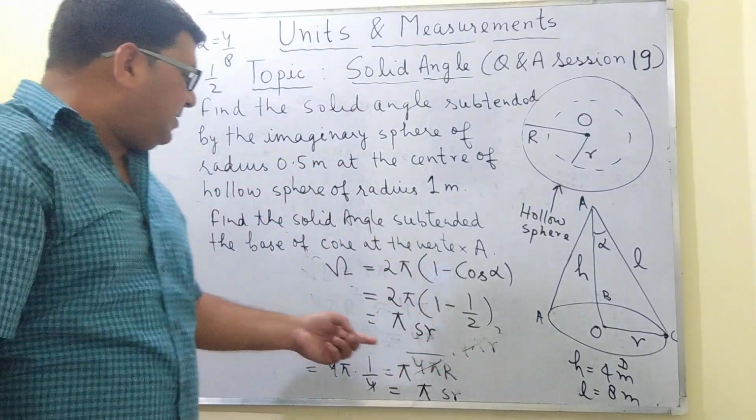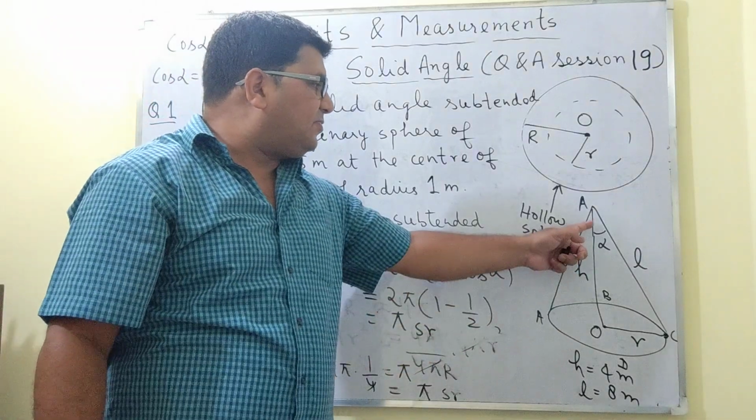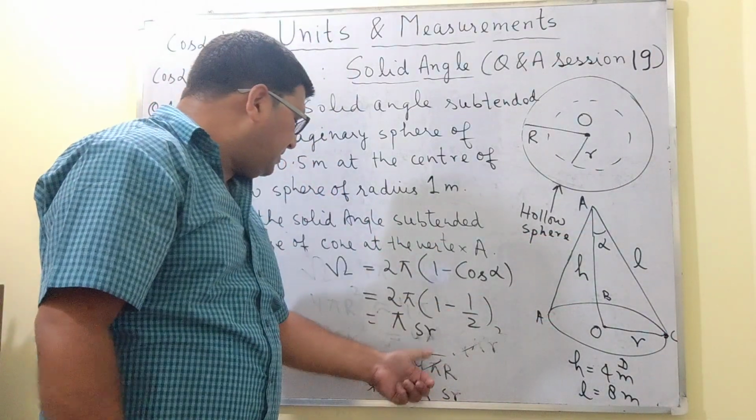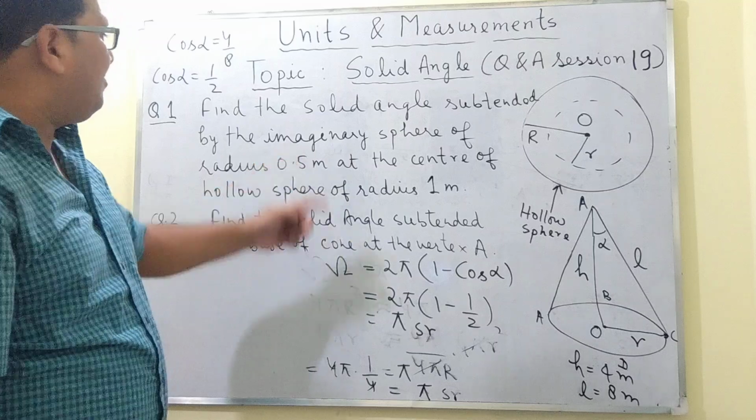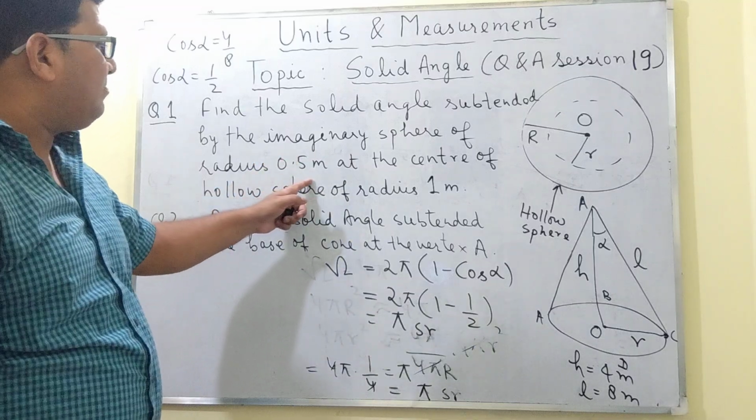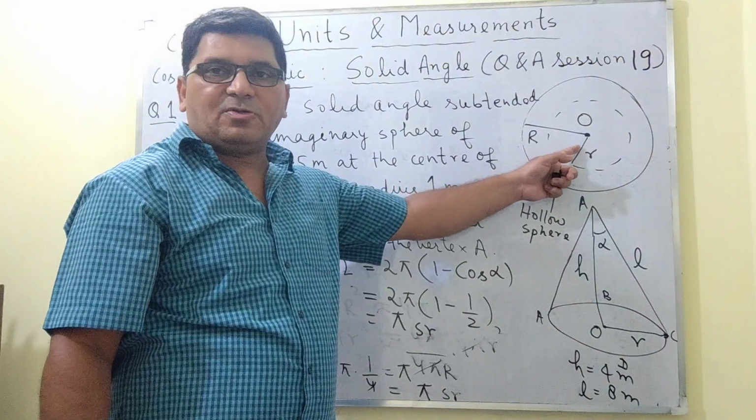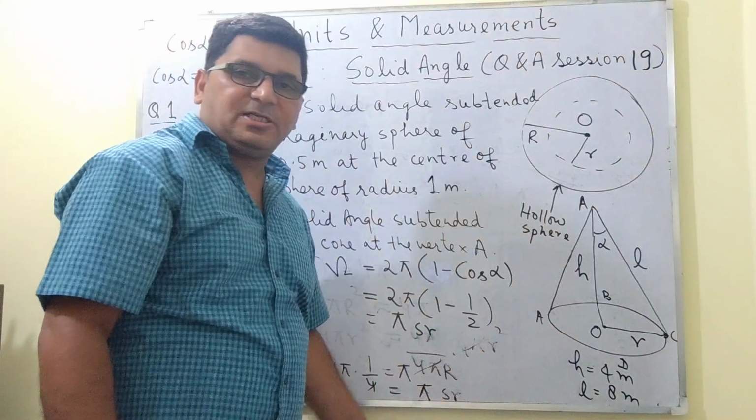So the solid angle subtended by the base of the cone at the vertex in this case will be equal to pi steradian, and the solid angle subtended by the imaginary sphere of radius 0.5 meter at the center of this hollow sphere will also be equal to pi steradian.